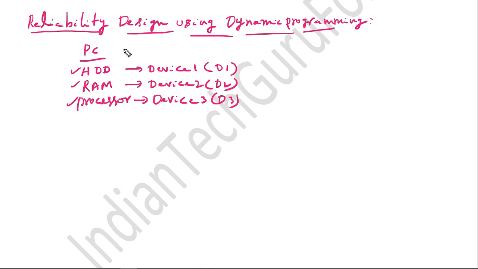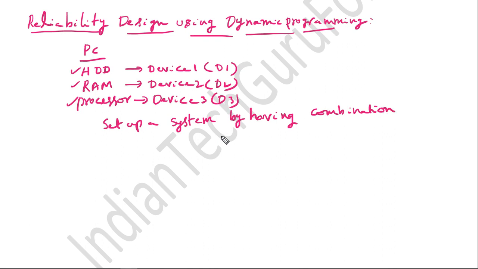So how could we set up a system? We can set up a system by having a combination of these three devices, D1 plus D2 plus D3. Then only it is possible to construct a system. Here the system we are taking as an example is a personal computer, and the devices are the hard disk drive, RAM, as well as the processor.